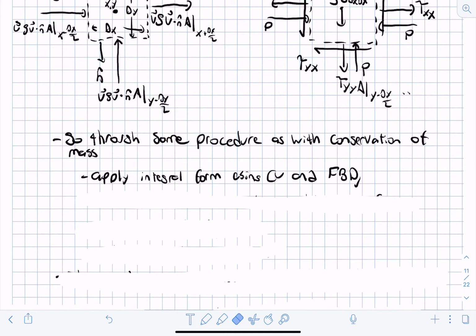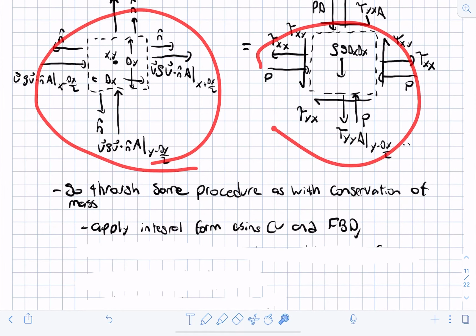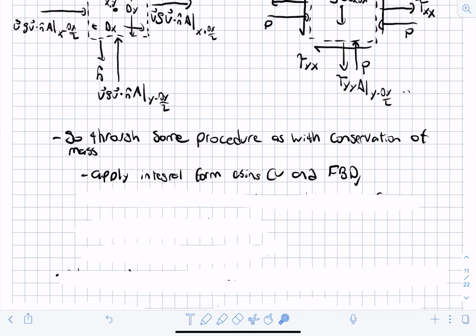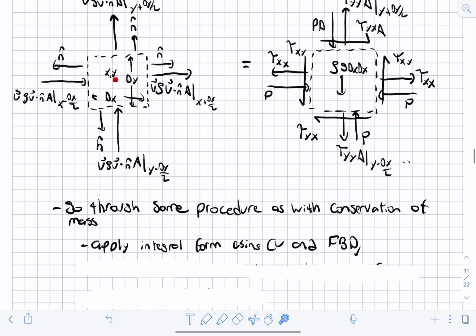We apply the integral form of the governing equations on these control volumes and this free body diagram. Then the same issue applies: we are finding an equation for the point xy, but we need to estimate the flux of momentum that is not at xy, but is at the center point here. And the same goes for the pressure and the shear stress and everything like that. And how we do that is the exact same way.